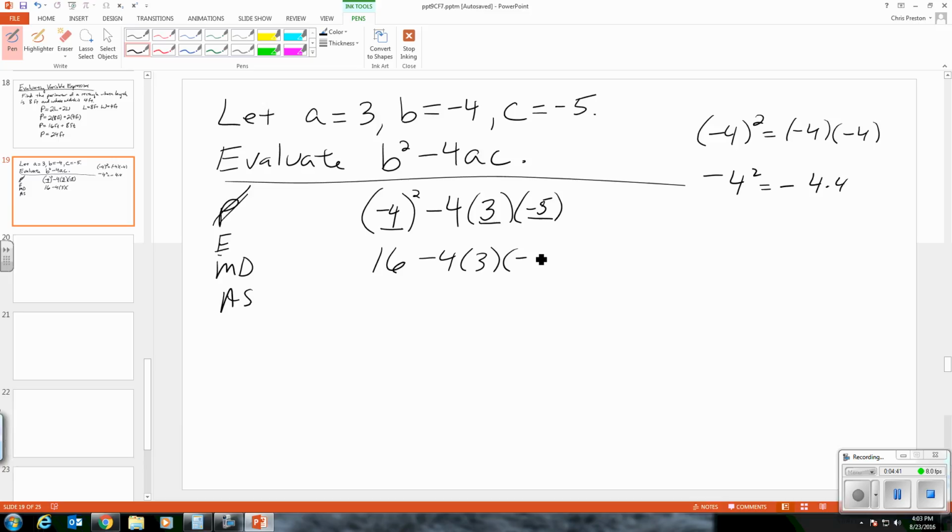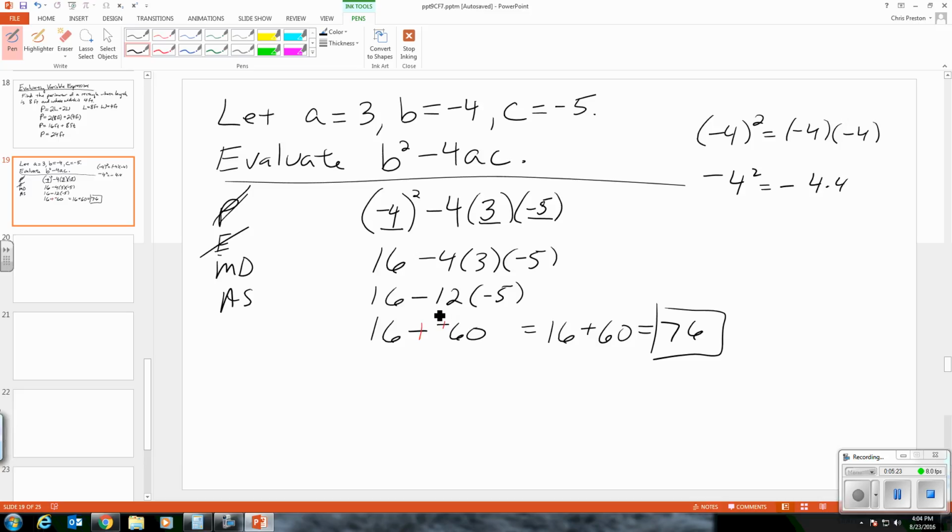4 times 3 times -5. So, okay, got that. Now I'm doing multiplying and dividing. The way you do that is left to right. So notice this 4 is touching the 3, and then it's touching the -5. So I'm going to work left to right. 4 times 3 is 12. And then I'm going to take 12 times negative 5. So 12 times negative 5 is negative 60. And so now I have minus negative 60. Well, we don't do minus a negative. We change that to a positive. And this becomes 16 plus 60, 76. There's my answer.